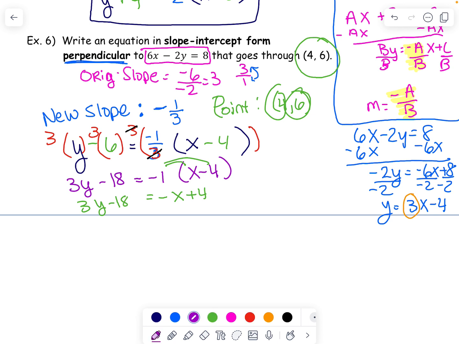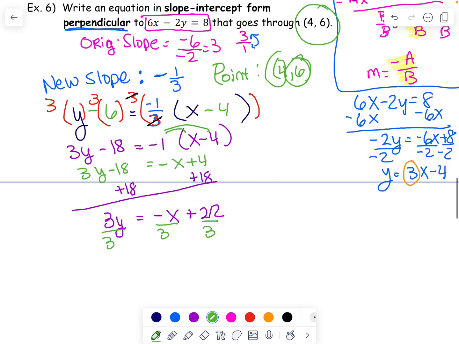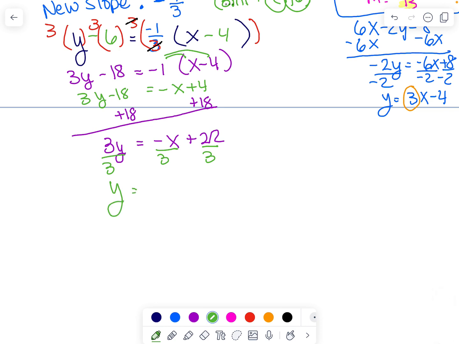Okay, that's great. I'm running out of room. I'm going to go ahead and just keep going though. So add 18. I need y alone. I'm going to get 3y is equal to negative x plus 22. And then I'm going to divide each term by 3. And this is going to show you that our fraction is back, but it's okay because I don't have to manipulate it anymore. Remember that negative x over 3 is the same as negative 1x over 3, which is the same as negative 1/3 times x.